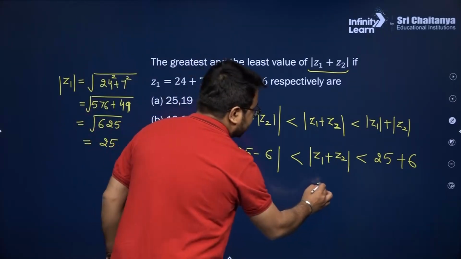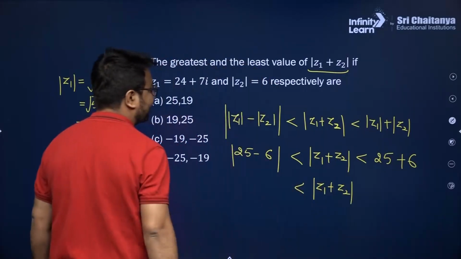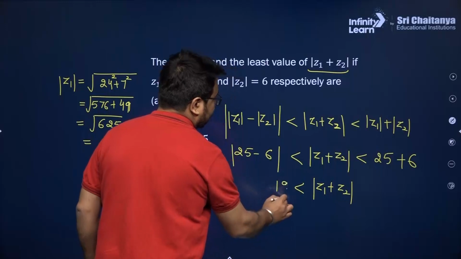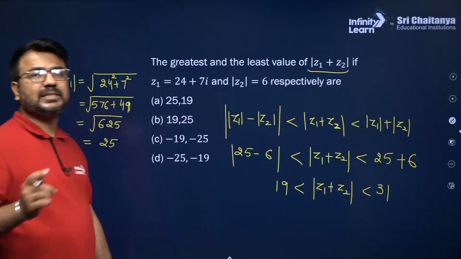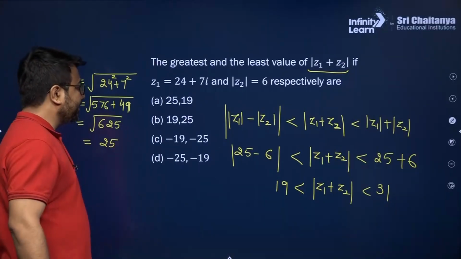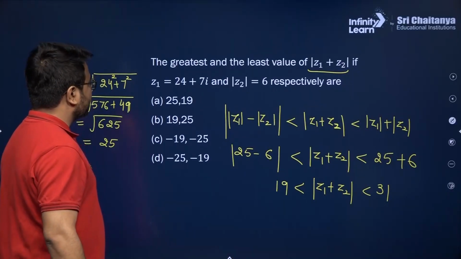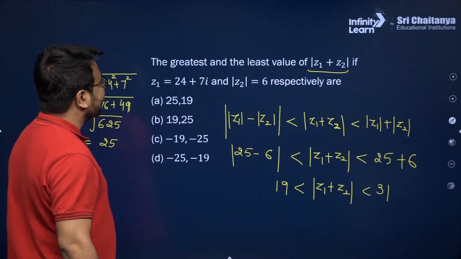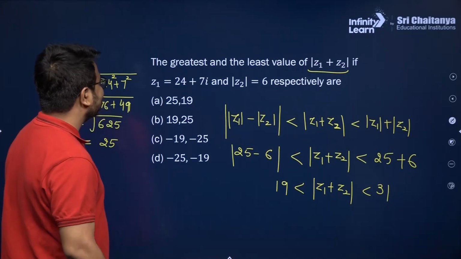Here we have |Z1|, which is 25, and |Z2|, which is 6. So |Z1 + Z2| should lie between 25 minus 6, that is 19, and here we have 31. So |Z1 + Z2| should lie between 19 and 31. So the greatest value is 31 and the least value is 19.